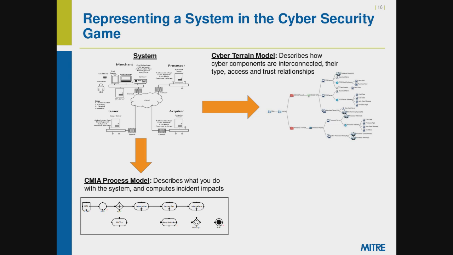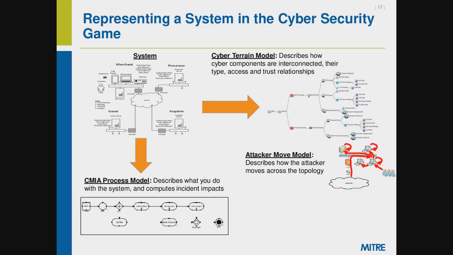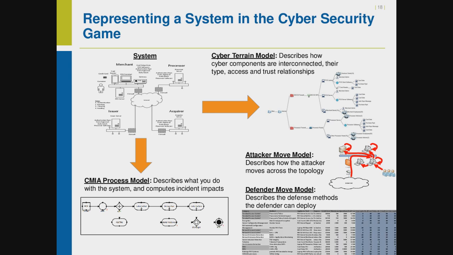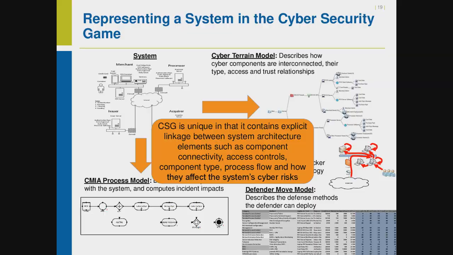The models that we talk about, I'll go into more detail about the CMIA process model, which essentially is mission impact. CMIA stands for Cyber Mission Impact Assessment, and you have to essentially go figure out what your consequences are. Then we have a model of the cyber terrain. I call this the cyber terrain model because it's basically the cyber topology overlaid with things like access and trust relationships, which are not necessarily obvious in a network diagram. So this is a computable version of what the cyber terrain looks like. We provide an attacker move model, which shows how an attacker can move over the terrain that you defined, and we provide some models that describe what you can do as a defender. And again, I'll go into more detail with these.